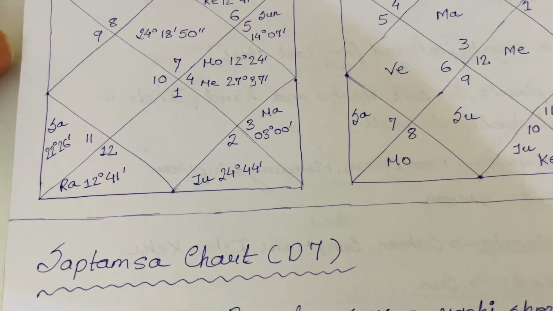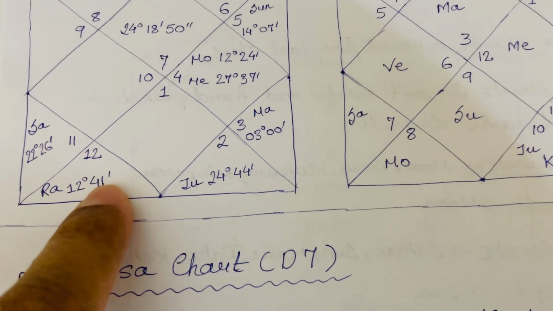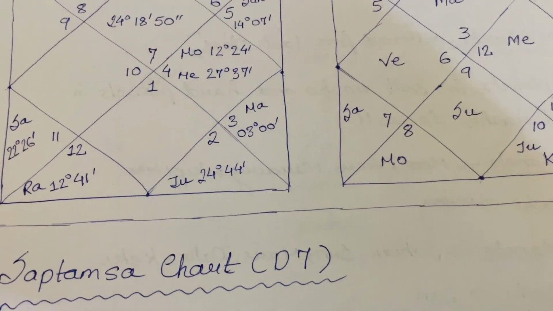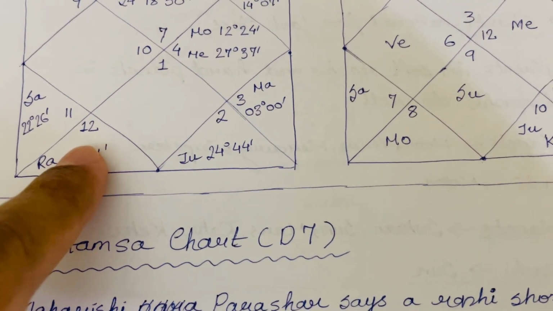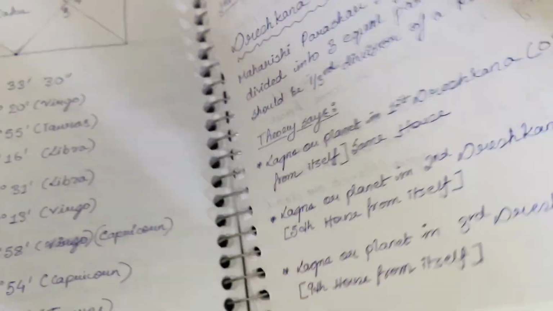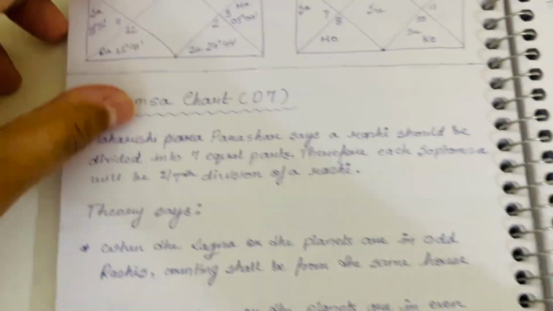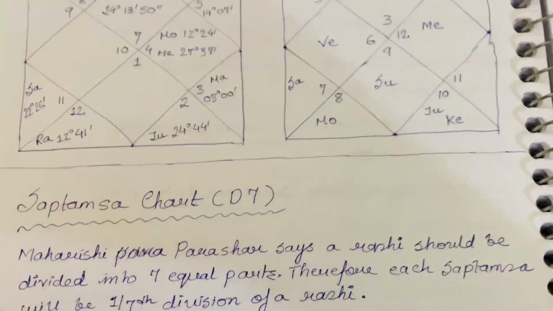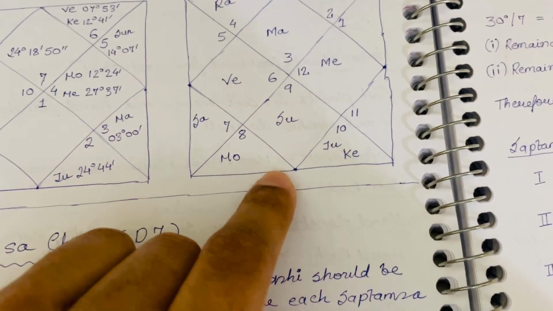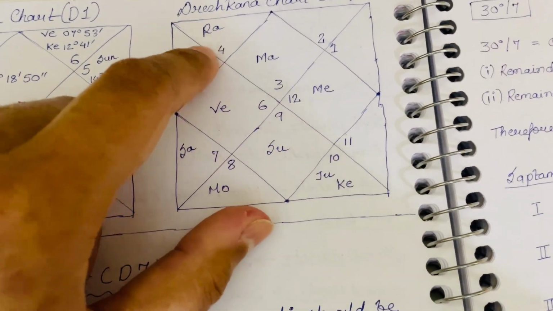So now let's come to Rahu. Rahu is 12 degrees 41 minutes, means it is falling in the second Dreshkana, that is 10 degrees to 20 degrees. Second Dreshkana is fifth from itself. Okay, so fifth from itself is 1, 2, 3, 4, 5. So Rahu will get placed in the sign of Cancer.